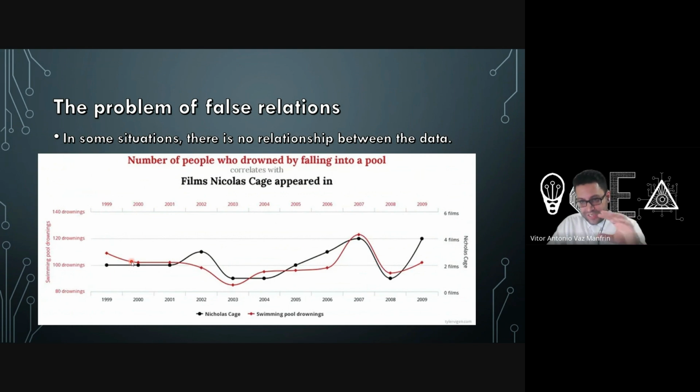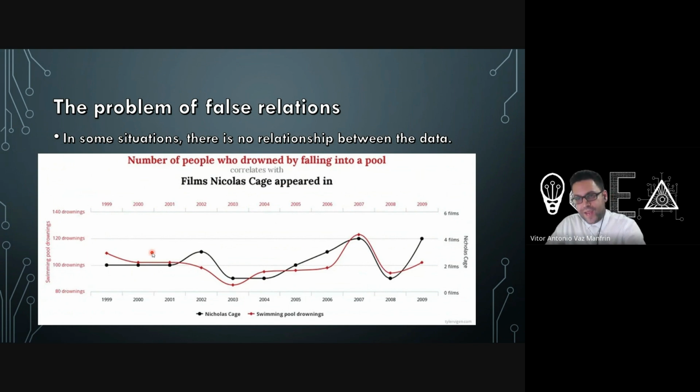When you see just the graphic, you could reach a conclusion. Oh my God! Every time Nicolas Cage appears in a movie, the more times he appears in a movie, the more people drown in a pool. But no, it's a false relationship. There is no kind of relation between people falling in a pool and Nicolas Cage. This is a false relationship.